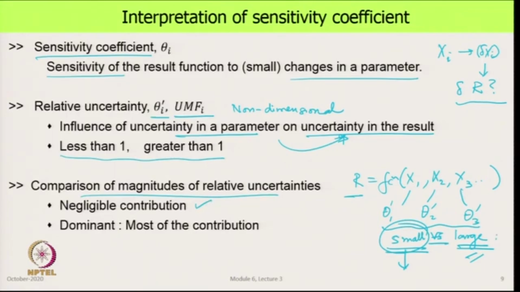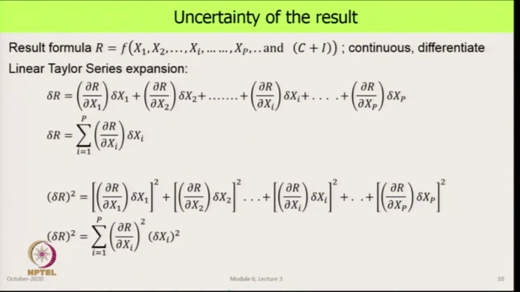At the same time, the one which is very large is dominating the uncertainty of the result, and most of the uncertainty in the result comes from that one. So, that is some quick insight into what the sensitivity coefficient is. We will come back to it later when we look at examples. Now, let us see how this definition of the sensitivity coefficient helps us in the uncertainty formula. But before we go there, we do one more thing.